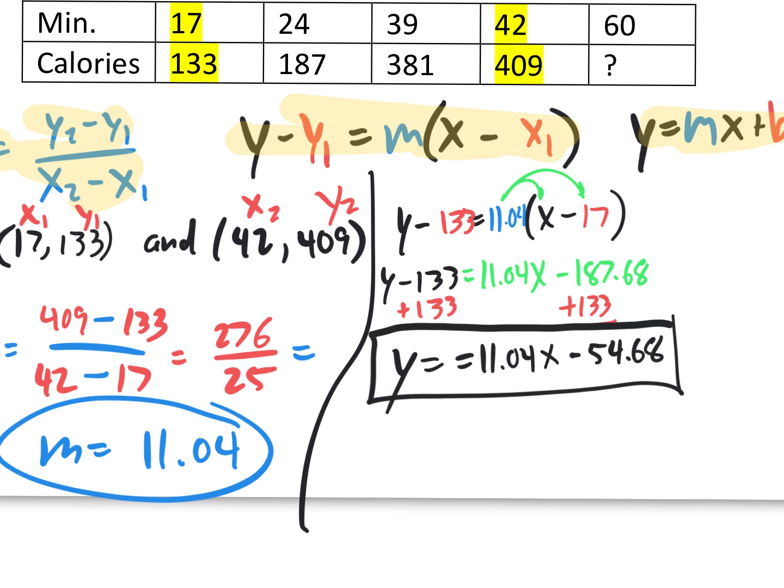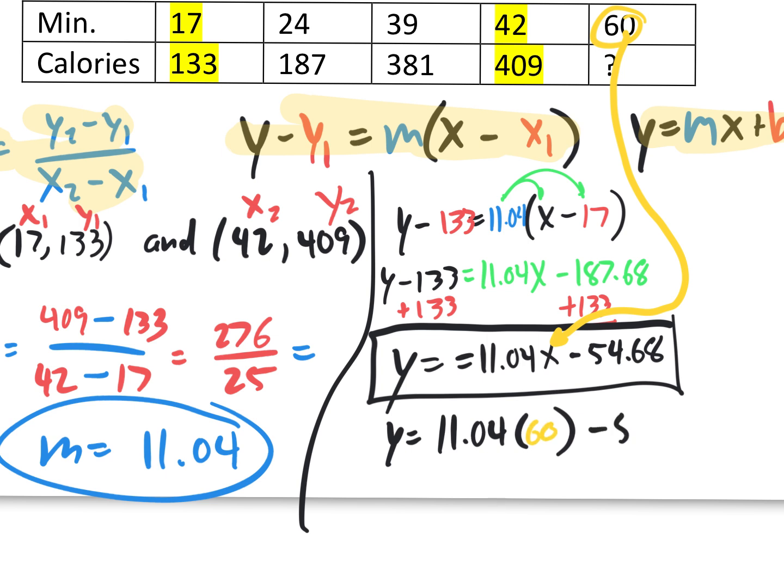So you get a point if you could find that prediction equation. And then after that, they want you to use this prediction equation to calculate the missing value. So if you plug in a 60, all you've got to do is plug in a 60 right in there. Once again, I want to take this 60 and plug it right in here. So it'd be y equals 11.04 times that 60 minus 54.68.